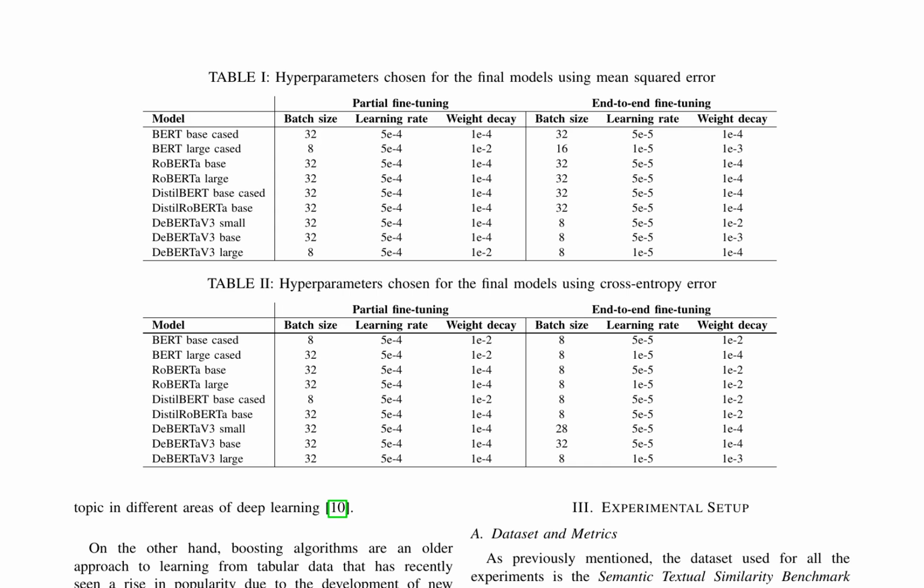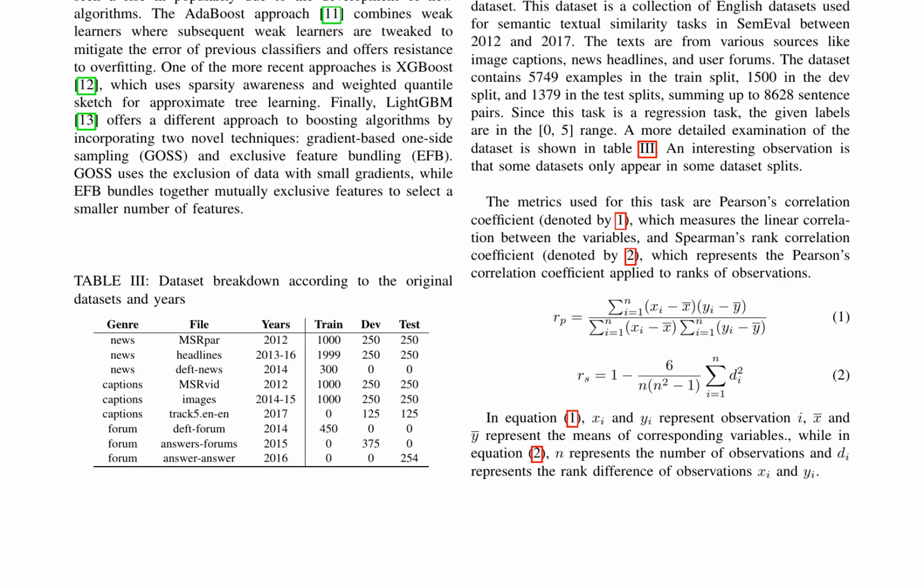resist overfitting. The experimental setup involves using the Semantic Textual Similarity Benchmark dataset, comprising texts from image captions, news headlines, and user forums collected between 2012 and 2017. This dataset contains 5,749 examples in the train split, 1,500 in the dev split, and 1,379 in the test split. The task is a regression task with labels in the 0-5 range. The metrics used for evaluation are Pearson's correlation coefficient and Spearman's rank correlation coefficient.